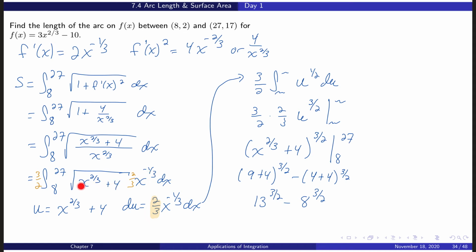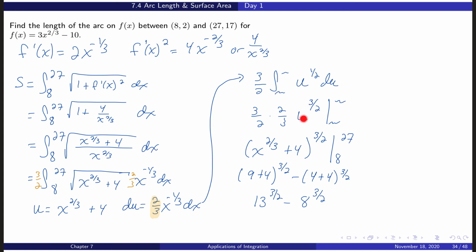So to make the entire quantity underneath the square root equal to u, produces a du of x to the negative 1/3 times 2/3. I need a 2/3, so I throw one in. I offset it with a 3/2, and now I've got a u substitution all complete. Don't forget that when you do a u substitution, the values at the beginning and the end of your antiderivative change, so these are no longer 8 and 27.